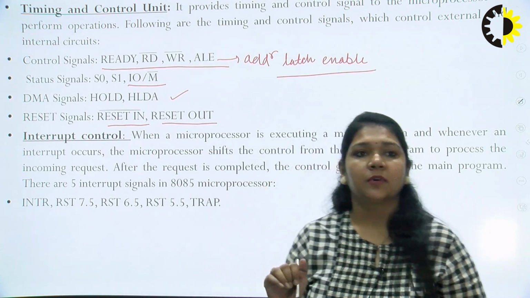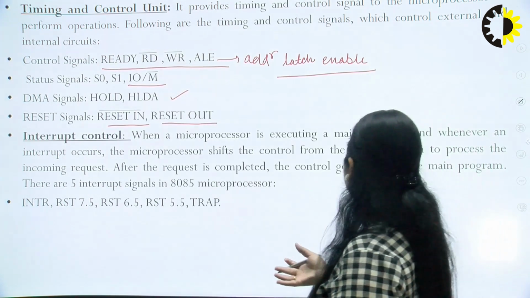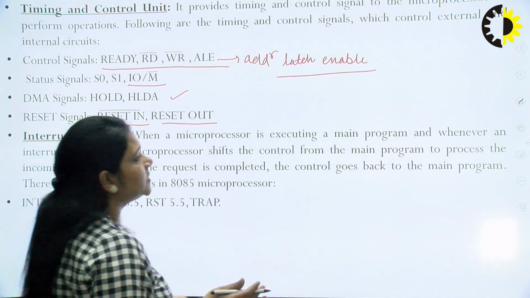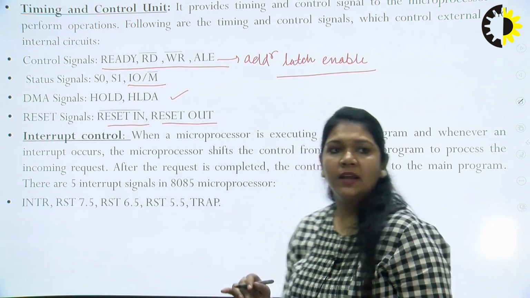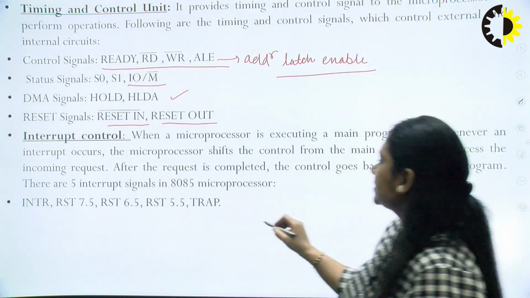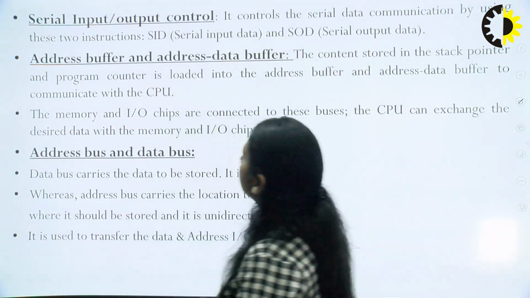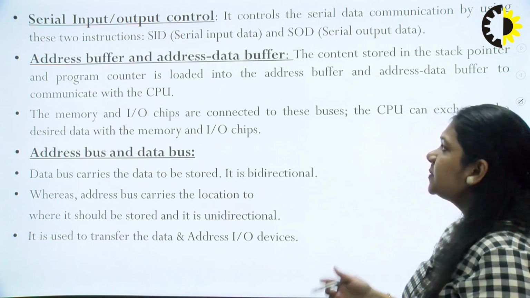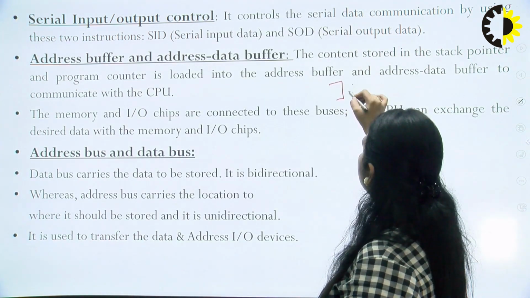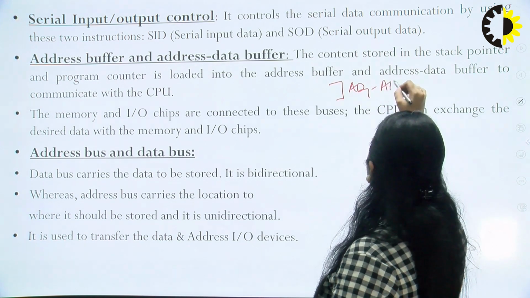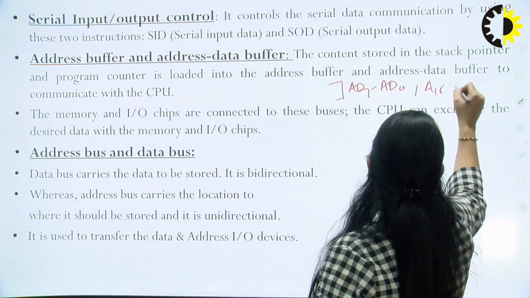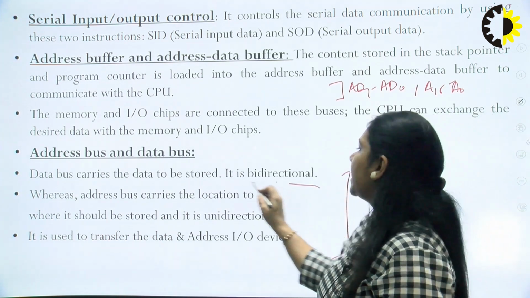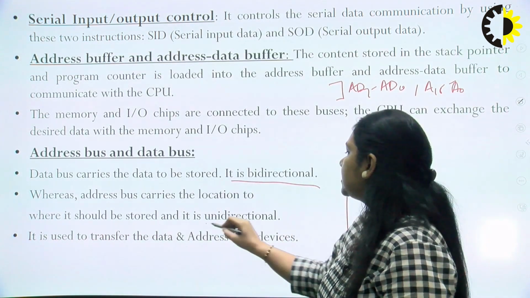Now what is an interrupt control? When a microprocessor is executing a main program and an interrupt occurs, the microprocessor shifts the control from the main program to process that particular operation, and there are these interrupts. Then serial input output, for serial data communication, and the address buffer, which we have discussed earlier, AD7 to AD0 and A15 to A8. These are our address buses. The data bus is bidirectional, but the address bus is unidirectional.